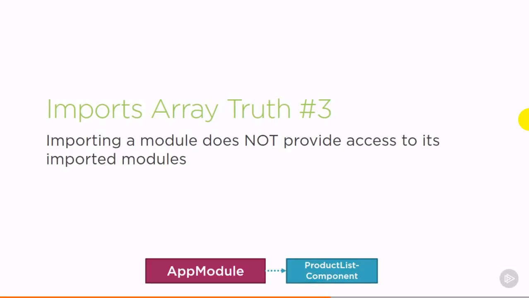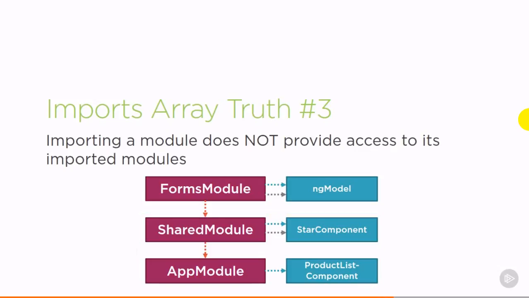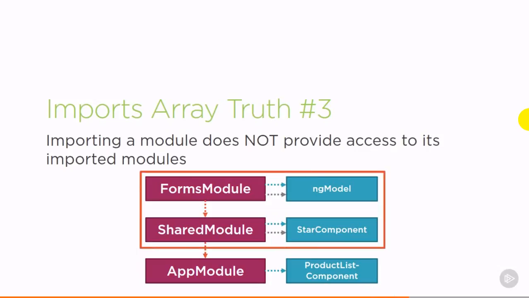Here we have app module, which declares the product list component, and a shared module that declares and exports the star component. App module imports the shared module, so the shared module's exports are available to the app module's component templates. This means that the product list component can use the star component directive. If the shared module imports Forms module, then the Forms module's exports are available to the shared module, and the star component could use the ngModel directive. But the Forms module exports are not available to the app module, so the product list component could not use the ngModel directive.